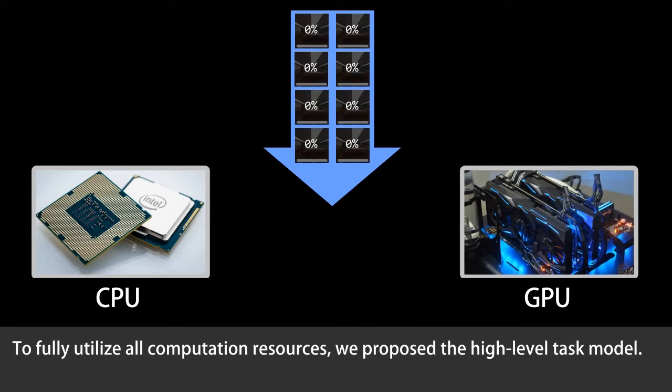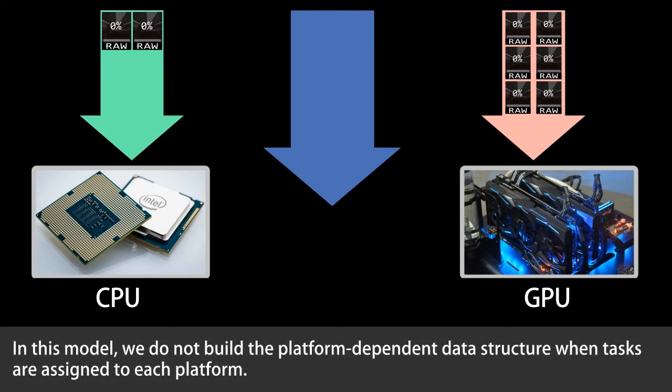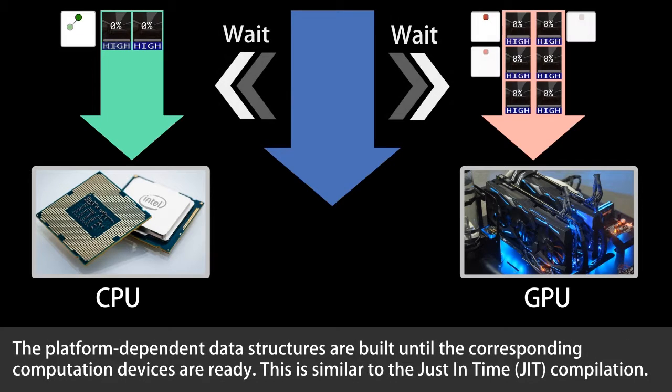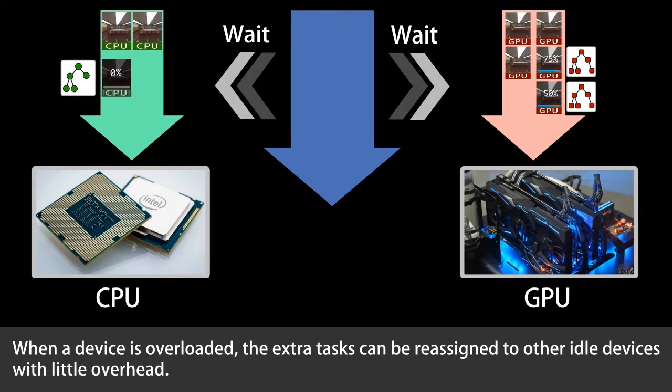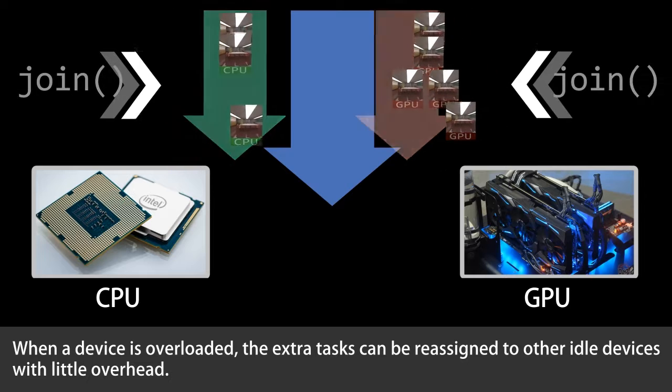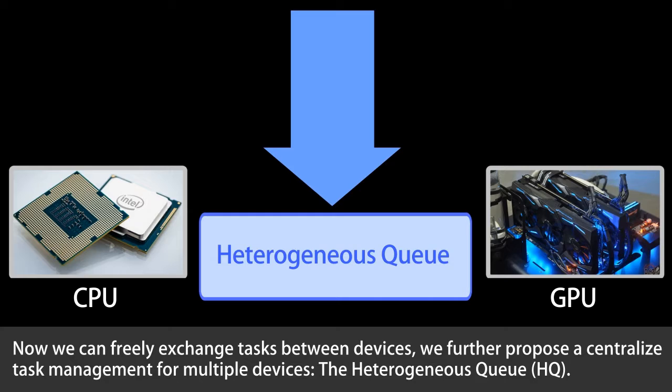To fully utilize all computation resources, we propose the high-level task model. In this model, we do not build the platform-dependent data structure when tasks are assigned to each platform. The platform-dependent data structures are built only when the corresponding computation devices are ready. This is similar to just-in-time compilation. When a device is overloaded, the extra tasks can be reassigned to other idle devices with little overhead. Now we can freely exchange tasks between devices. We further propose a centralized task management for multiple devices, the heterogeneous queue.